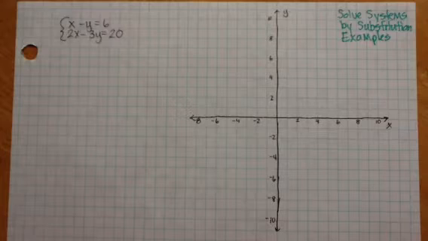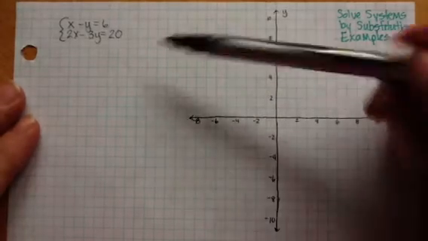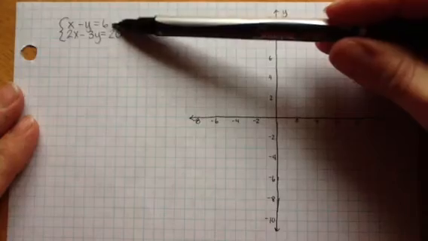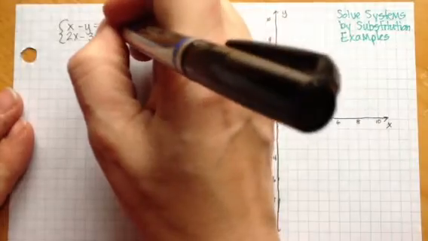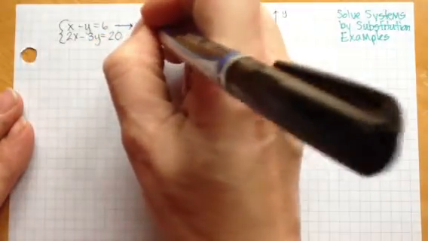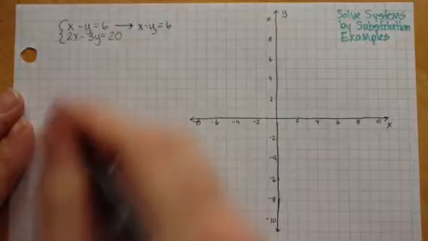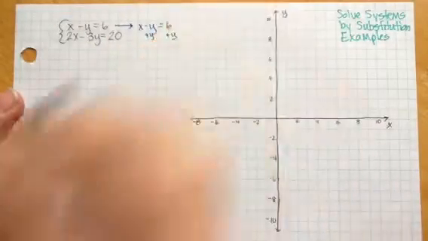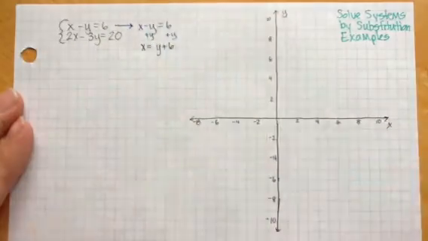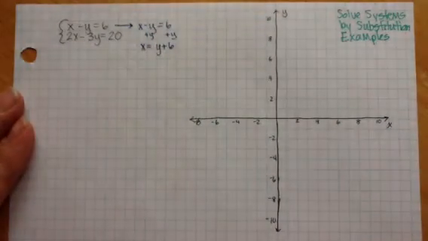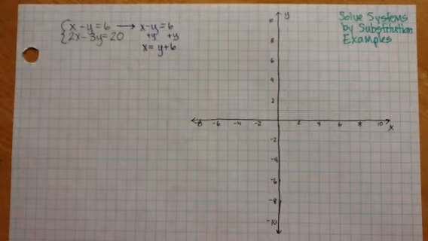Step 1 in solving a system of equations is to get one of my equations into either x equals or y equals format. I'm going to be working with equation number 1 because it looks like I could get x equals just by adding y to both sides. So I'm kind of going to scoot that over. X minus y equals 6, and I'll add y to both sides, and that gives me x equals y plus 6.